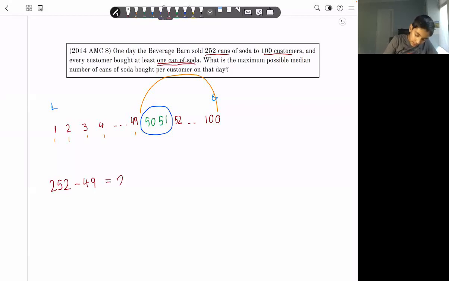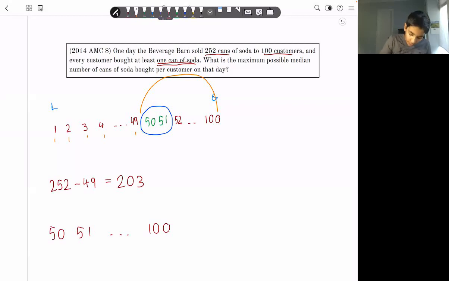And we get 203. So now we have 203 cans to give to customers 50, 51, etc. to 100, again from least to greatest. So now we don't really care about the first 49 anymore. Let's shift our focus to the last 51 numbers. So what can we do about these last 51 numbers? Let's see what we can do from here.